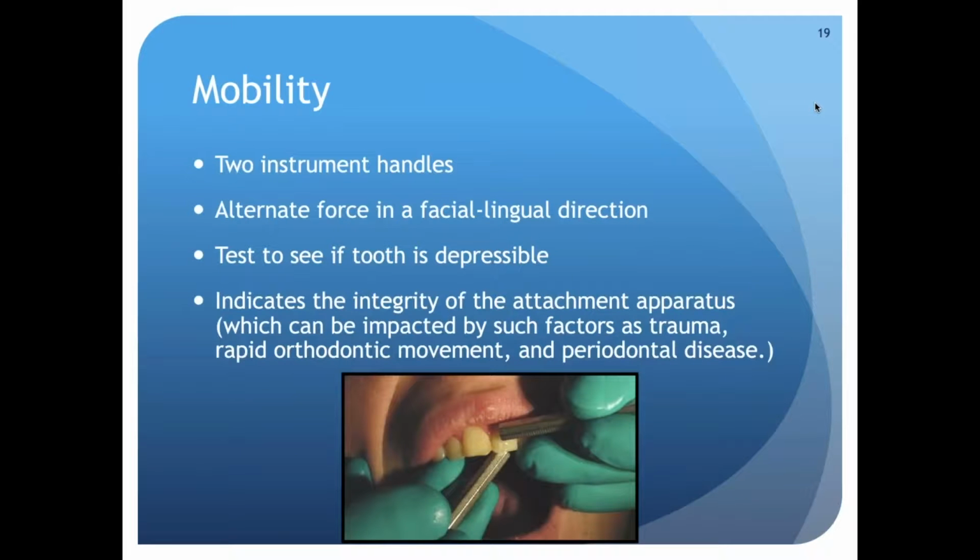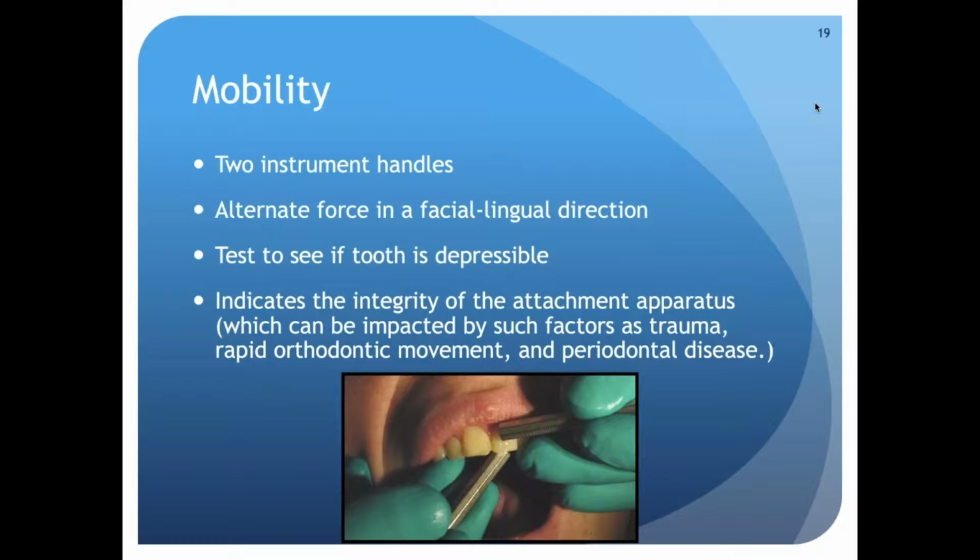Always good to check for mobility too. Again, we want to look at our periodontal status, or if there's some sort of trauma, we want to see how our periodontium's doing. Also, is this a tooth that's even restorable? If we've got +3 mobility, maybe it's not worth doing a root canal. So it's good to ascertain this too. So always good to take 2 instrument handles or 2 firm instruments. Our fingers are squishy, and we're going to alternate force back and forth in a facial lingual direction.